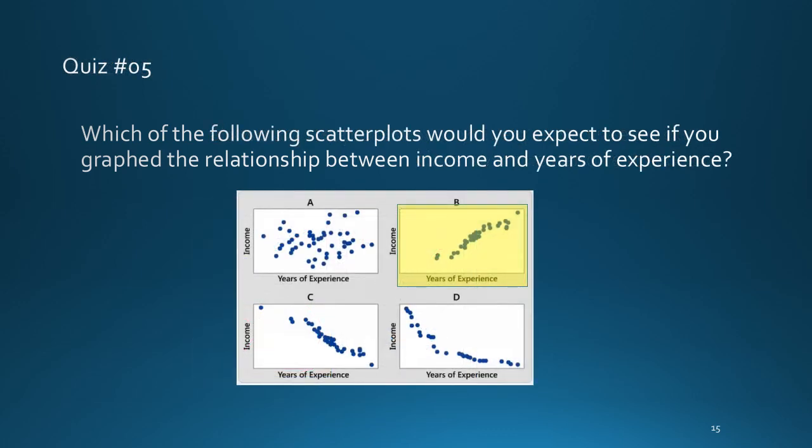Question number five, the answer is B. You can see graph B shows the expected relationship between variables, which is positive. As years of experience increase, income also increases. Graph A shows no relationship between experience and income. Graph C shows a negative relationship between the variables, and graph D shows a curved relationship.